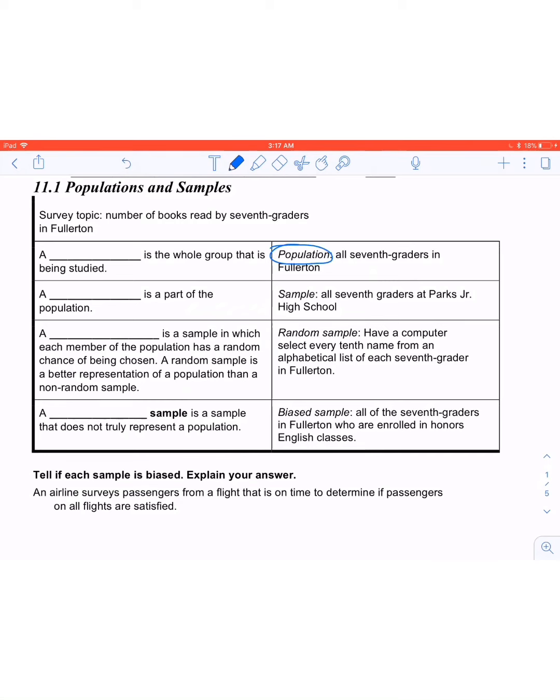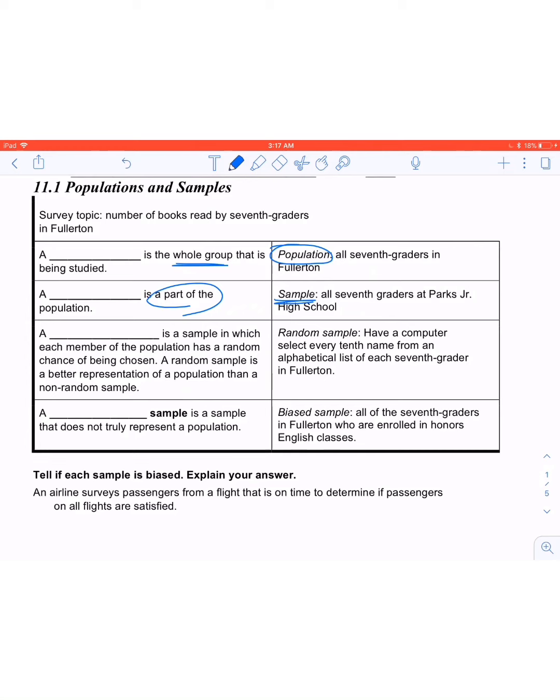However, we are not going to be able to ask every single 7th grader in Fullerton. Therefore, we are going to ask part of the group, which we call a sample. So in this case, an example could be all 7th graders at Park Senior High School.